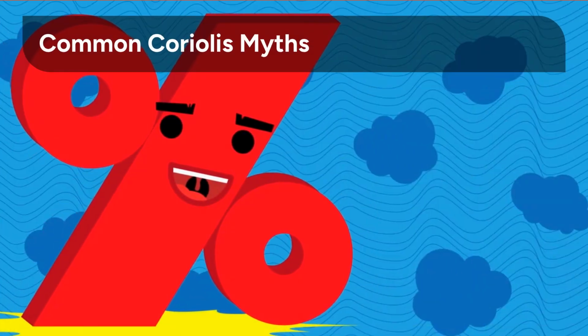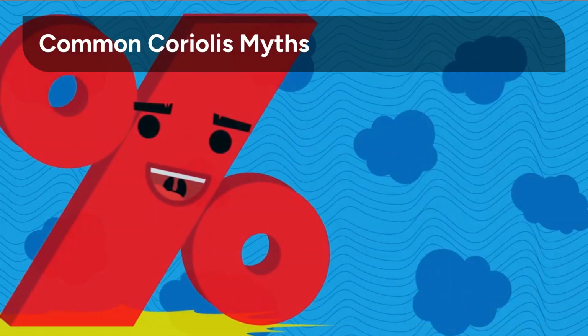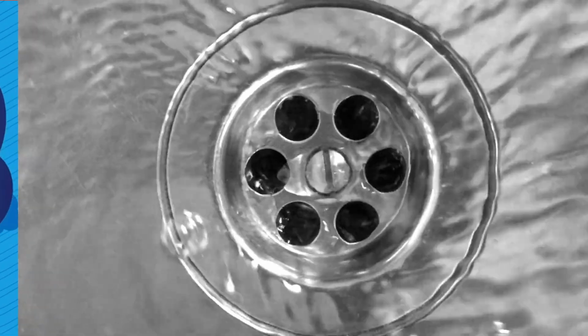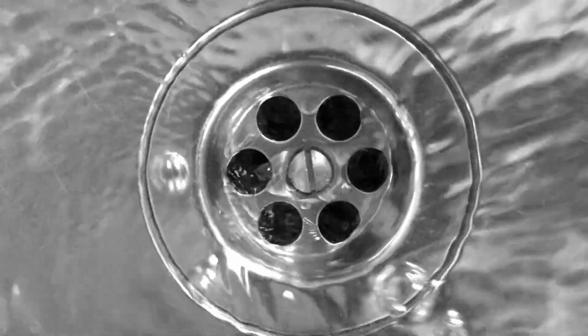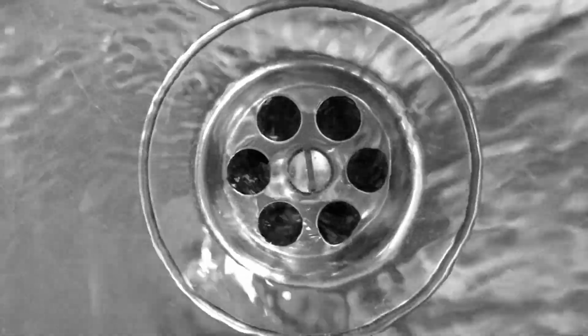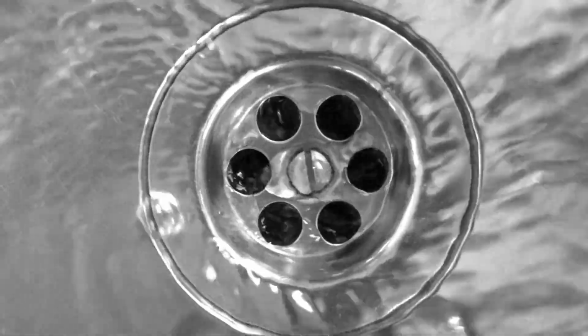Before we wrap up, let's address a common misconception about the Coriolis effect, one that often pops up in popular culture. You might have heard the idea that the Coriolis effect determines which way water drains in your toilet or bathtub, clockwise in one hemisphere and counterclockwise in the other. While it's a fun thought, this is actually a myth.